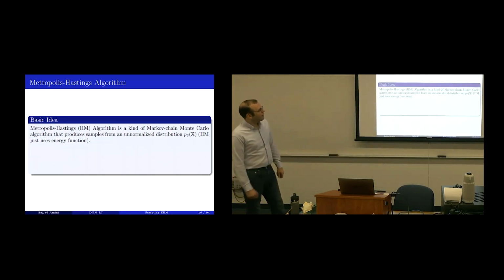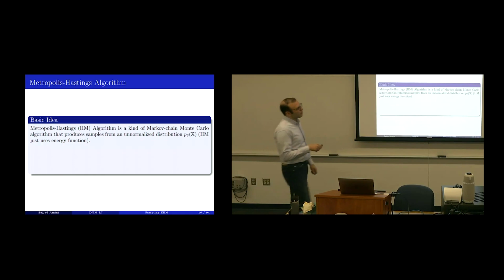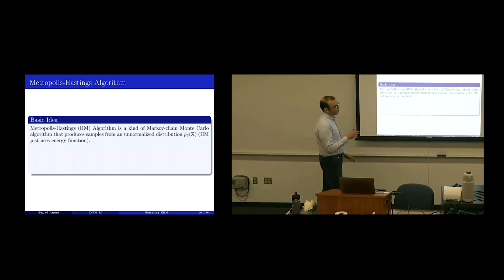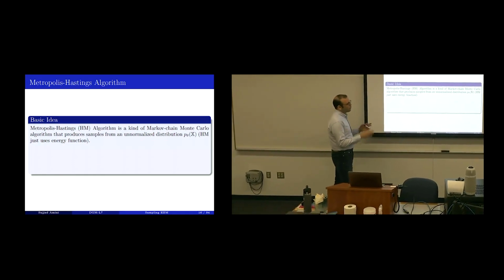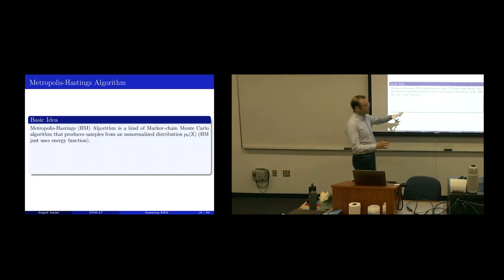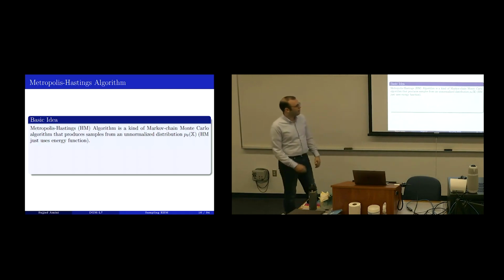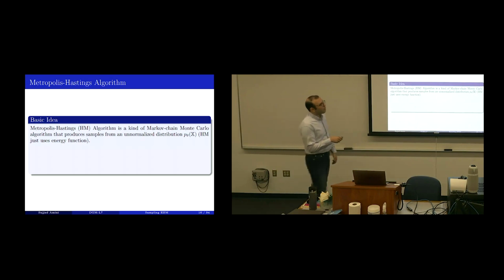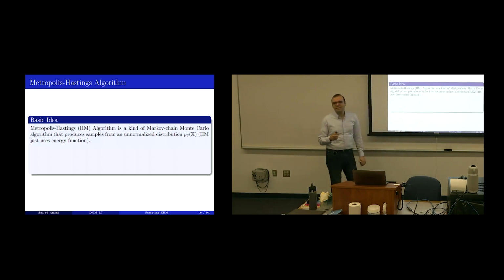So we have the first algorithm to sample, which is the Metropolis-Hastings algorithm. It is a kind of Markov chain Monte Carlo algorithm. We do not delve into the details of Markov chain Monte Carlo; we just see some samples of this method. The first one is the Metropolis-Hastings algorithm. It produces samples from an unnormalized distribution. This is the most important property of the Metropolis-Hastings algorithm.